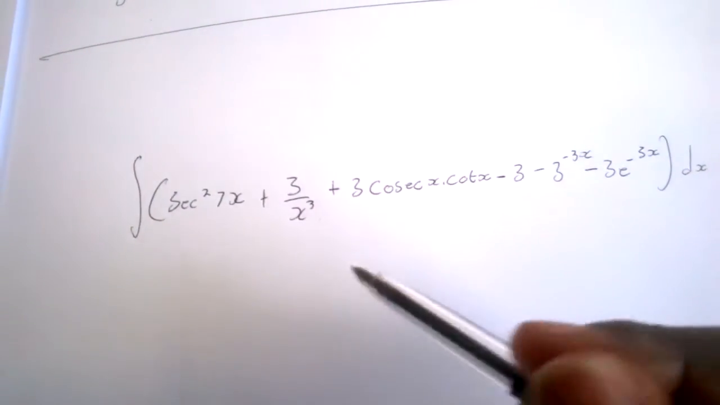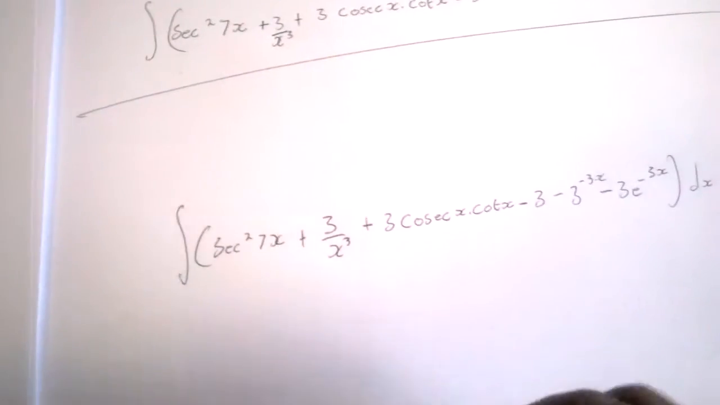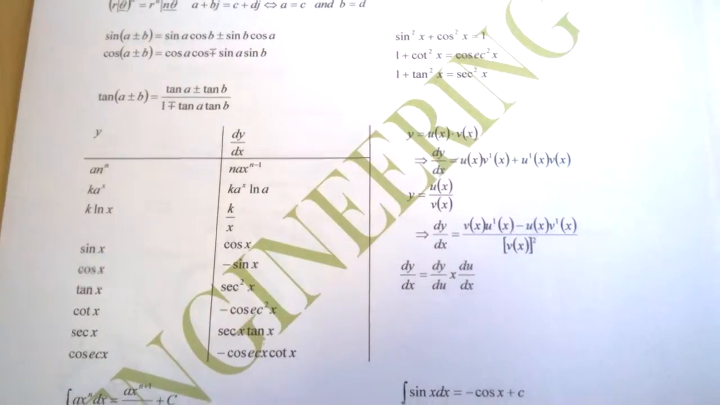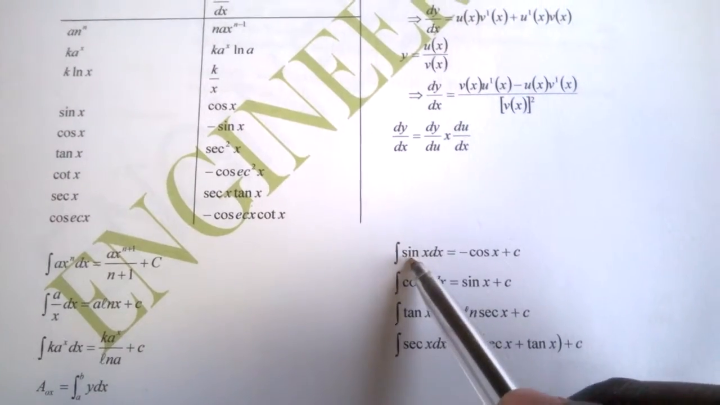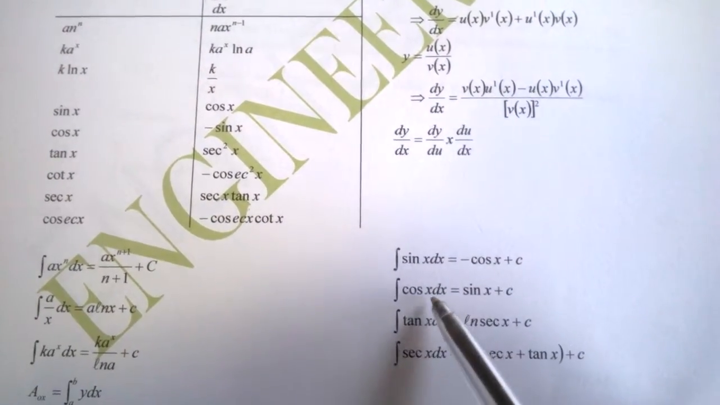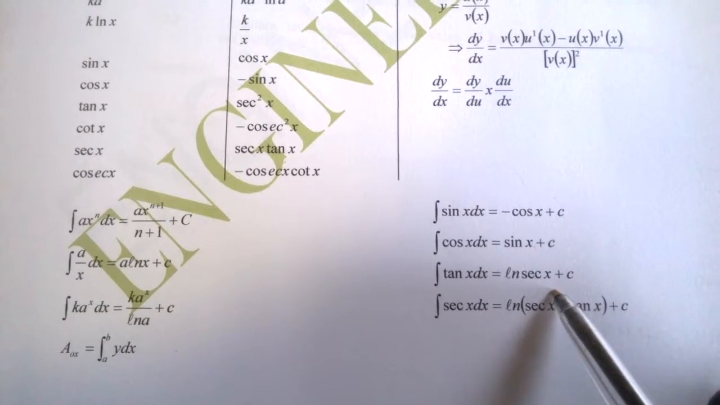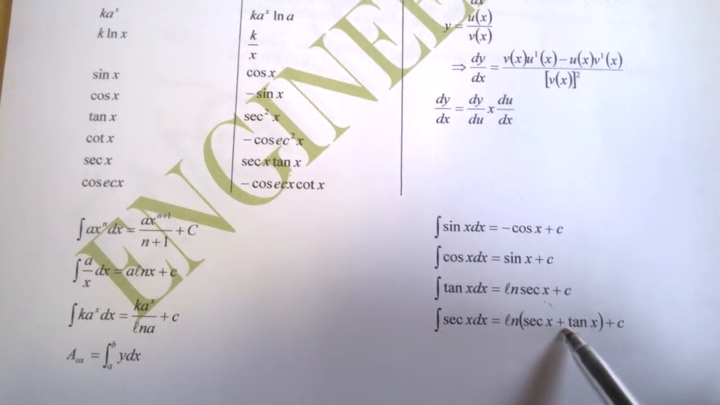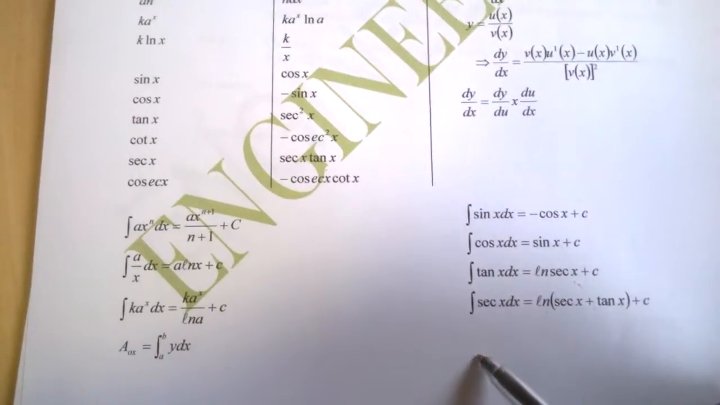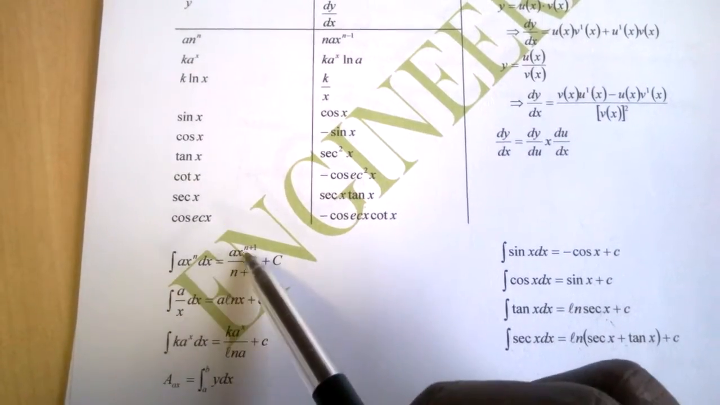So our first question says integrate sec squared 7x. So if you check on your standard integral, so I have here the standard integral or the formula sheet. So all the standard integrals are labeled here: the integral of sine x is equal to minus cos x, the integral of cos x is equal to sine x, and then the integral of tan x is equal to ln sec x, and then the integral of sec x is equal to ln of sec x plus tan x plus c. So these are your standard integrals, and then on the other side you have again your standard integrals.